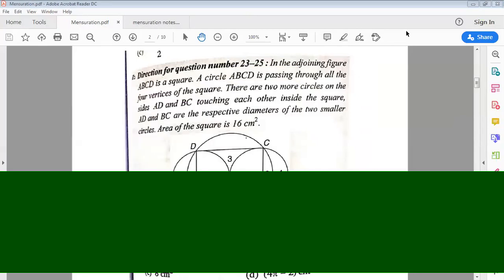This question involves three parts. You just have to read it.